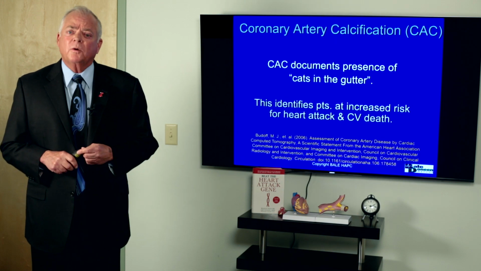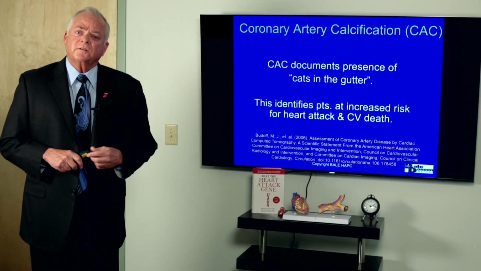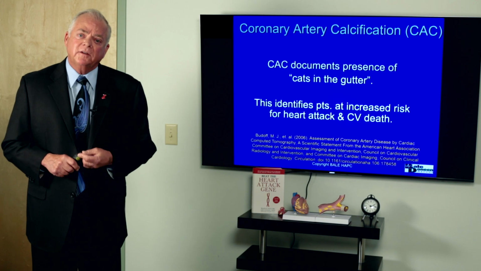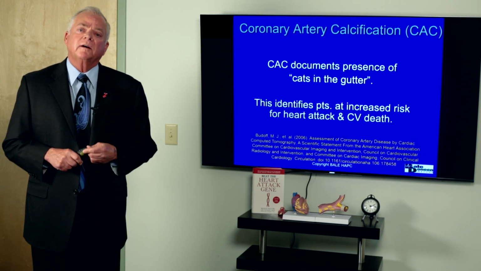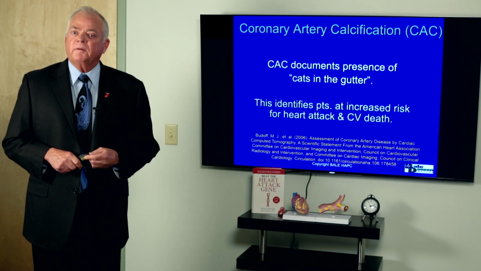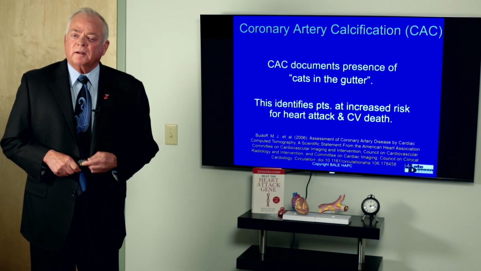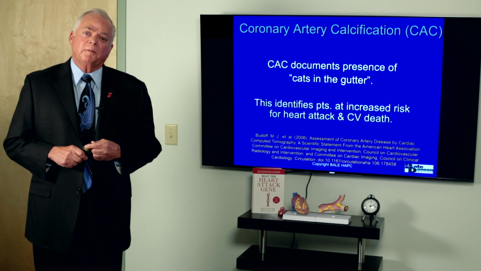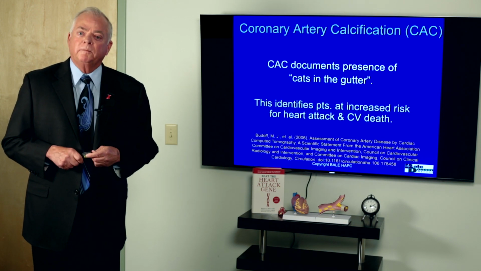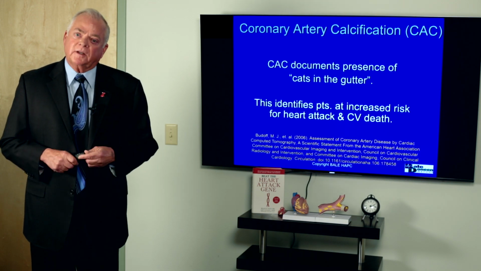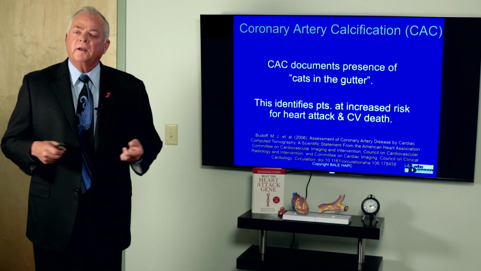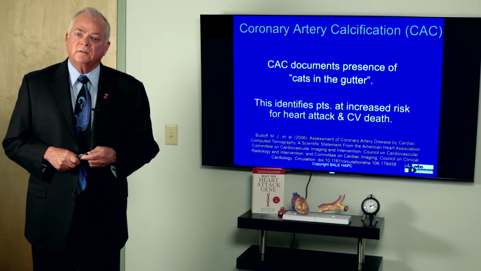I don't care if the score is 1 or if the score is 2,000. That patient has disease in the coronary arteries. You've identified somebody who's had the first failure. And if they have that second failure, which is driven by inflammation, they're in trouble. So certainly calcification of arteries is a way to find out if you have disease.